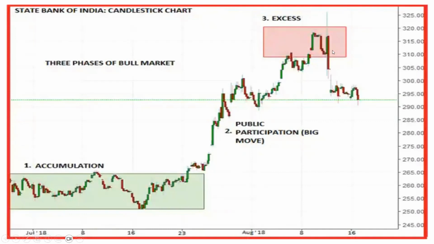And when the price reaches a point, then there is an excess or distribution phase. Then we have to sell those securities because the market will go down again. So the best way is to buy in the accumulation phase and then sell in the excess phase. So we have to determine when it is the accumulation phase, when it is the public participation, and when it is the distribution phase to make the highest possible gain in the markets.